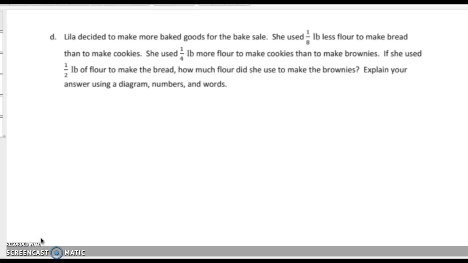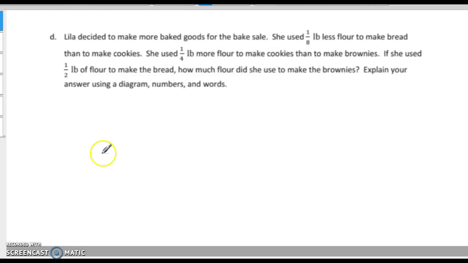All right, let's take a look at the last question. Lila decided to make more baked goods for the sale. She used an eighth pound less flour to make bread than to make cookies. She used a fourth pound more flour to make cookies than to make brownies. If she used half a pound of flour to make the bread, how much flour did she use to make the brownies? Explain your answer using a diagram, numbers, and words.